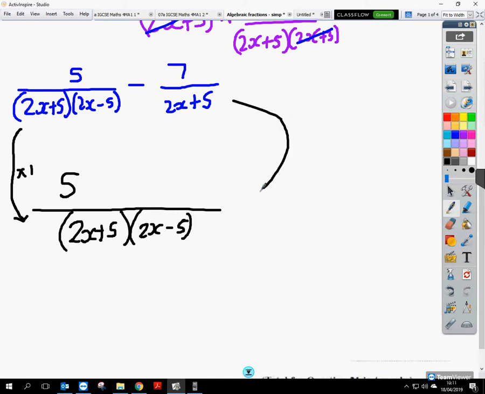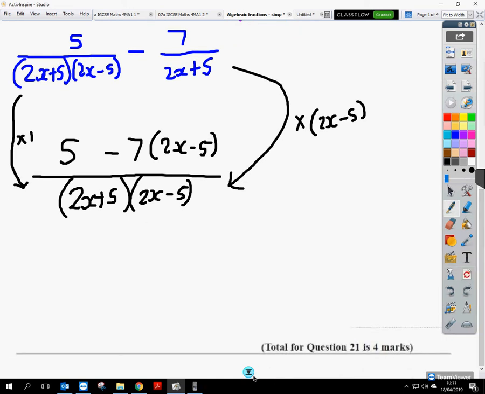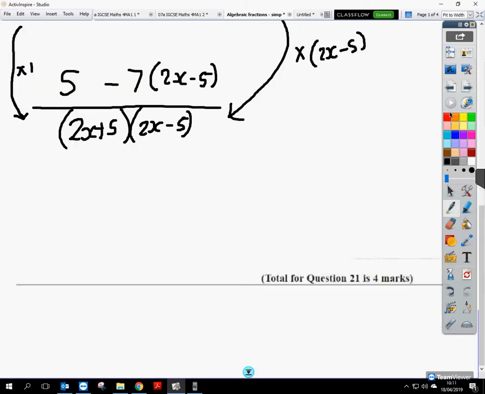5 times 1 is 5. What do you times 2x plus 5 by to get to the denominator? You times it by 2x minus 5. So you do the same to the top. You times it by 2x minus 5. Now, there's still the potential to make a mistake here, because some students will do 5 take away 7, but that's not right.